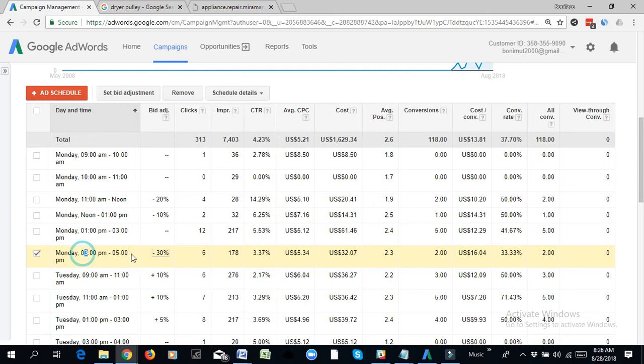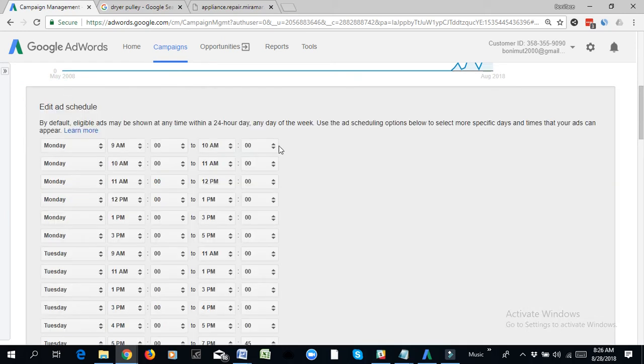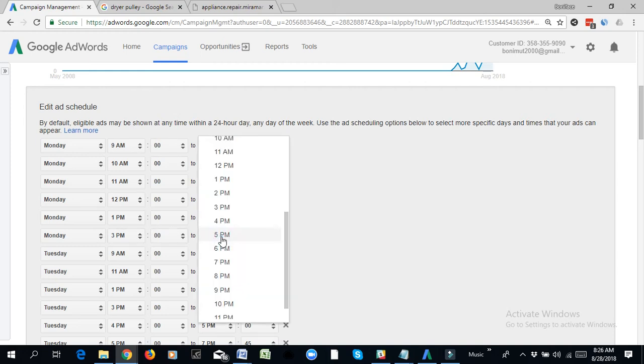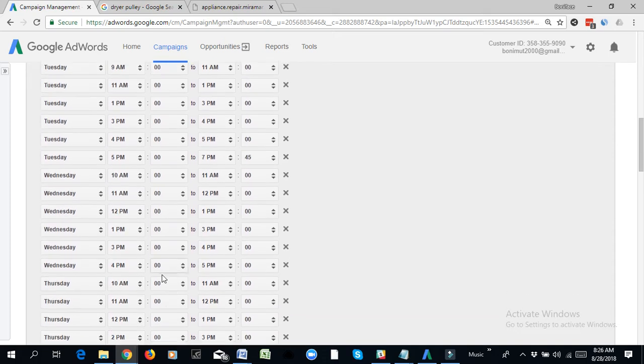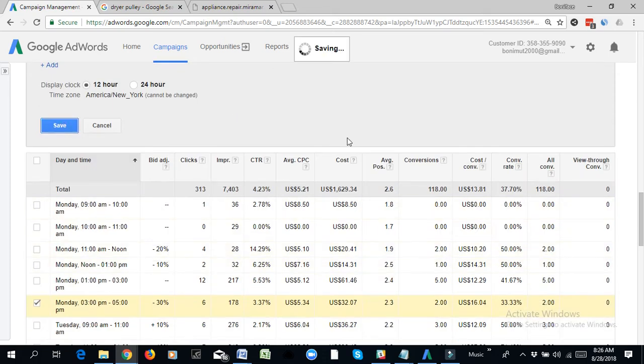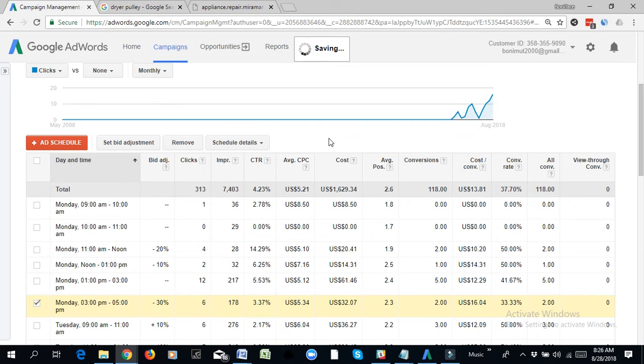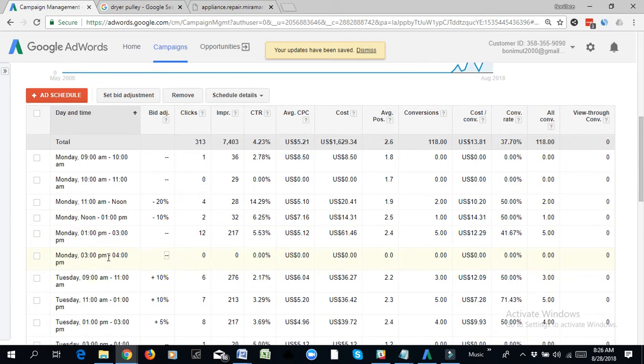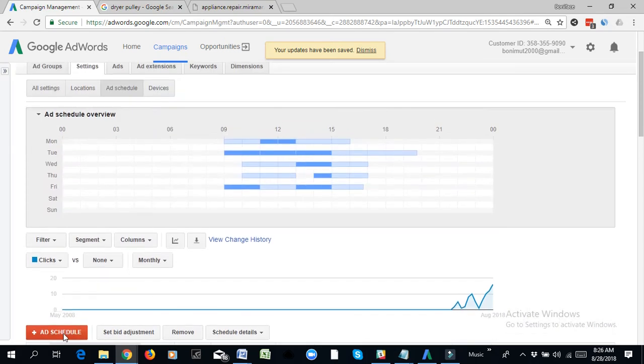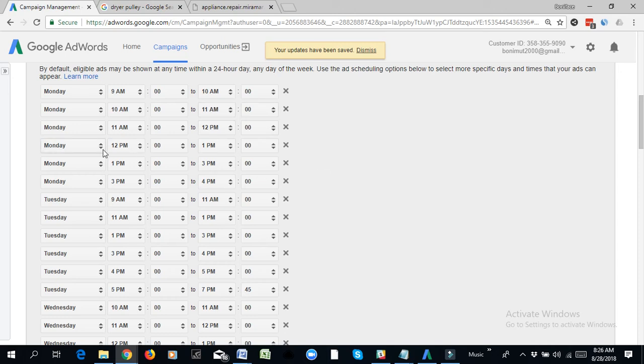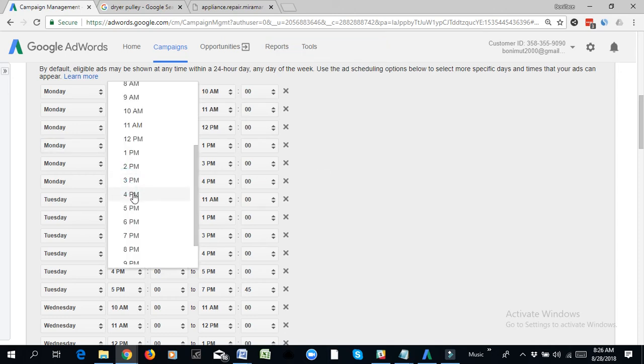So this time block 3 to 5 on Monday, I may want to look at if there is any existing data for 3 to 4 and see how that looks. So here it is 3 to 4, there's no data here. Let me look at 4 to 5, Monday 4 to 5.